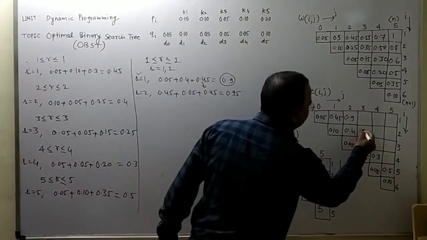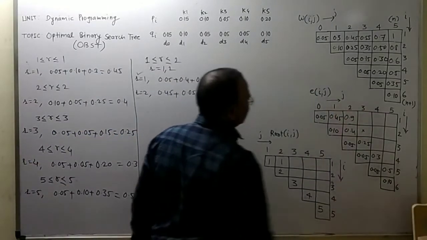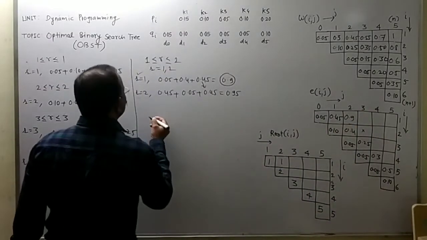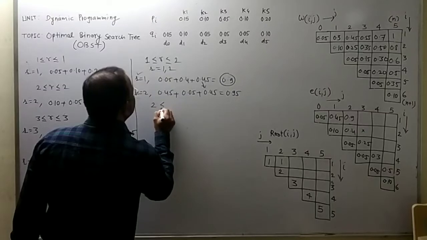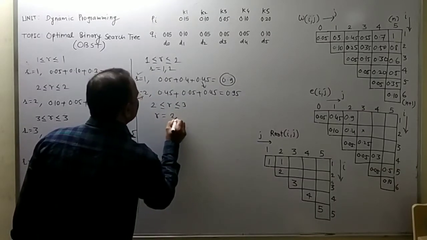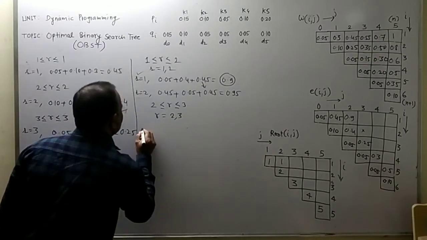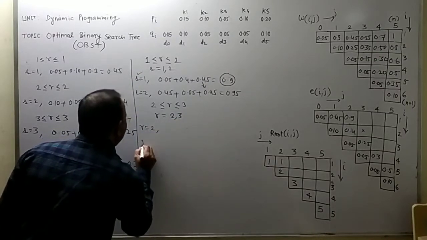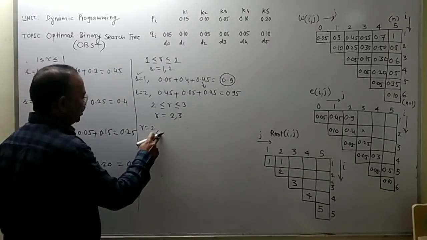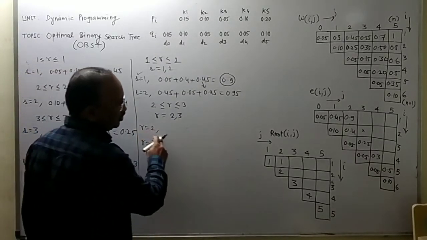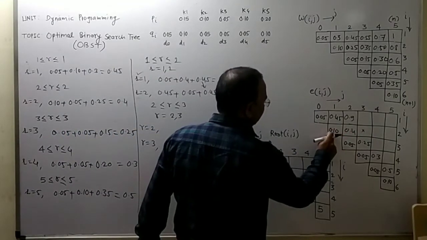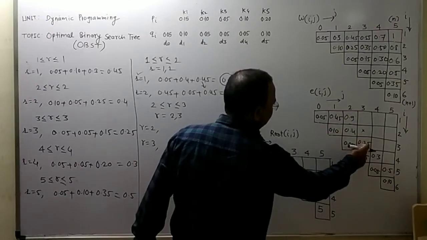Then try to get value for this cell. This cell is 2, 3. So 2 is less than or equal to R less than or equal to 3. So R varies from 2 to 3. So R is equal to 2, R is equal to 3. We will try to get the value for R is equal to 2 first. For that, on the left side we have to refer the last value, 0.10 plus 0.25.